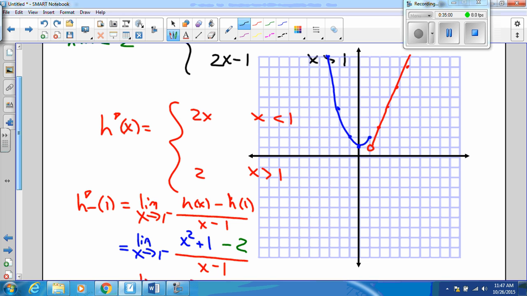We are using h of 1 as one of our points. Here's h of 1 right here. And we are using h of x, for x close to 1, for our other point. And we are drawing lines that connect the 2 points right there, and then we are letting this point x go to 1.